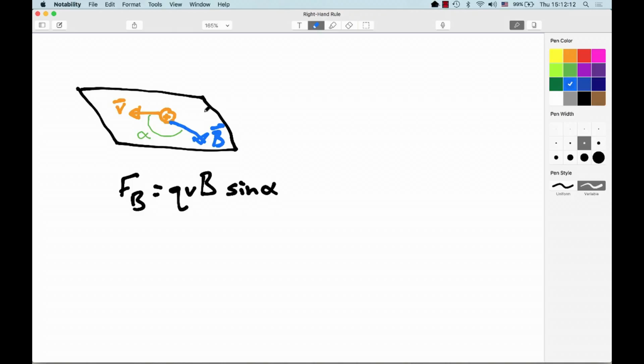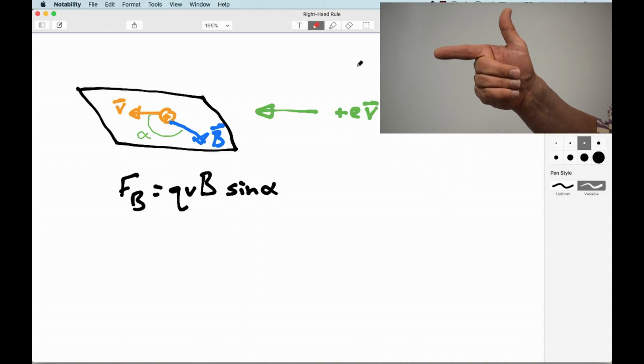Still go ahead and point your index finger in the direction Q times V, so we need to figure out what that is. And again here, because I will be multiplying by a positive charge, plus E times V would also be pointing to the left. So now you'll go ahead, point your index finger to the left, rotate your hand until your field fingers are pointing out of the screen, and then if you want, you can curl your field fingers just a little bit to get it to line up perfectly. In any event, you should get that the magnetic force is pointing up.